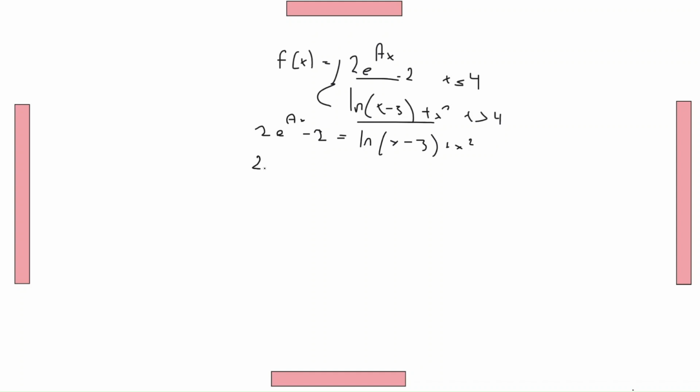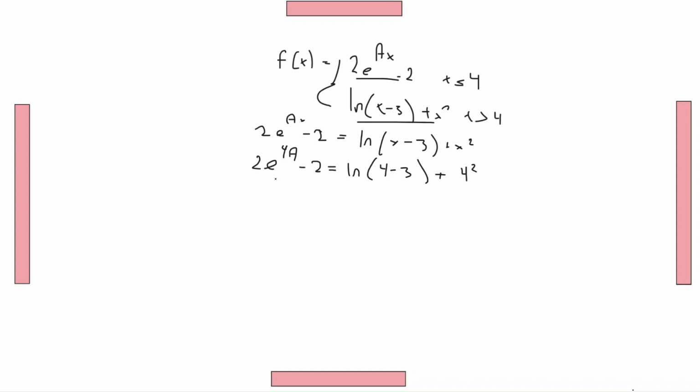So 2 times e, so this would be 4a. We're just, so whenever there's an x, we're just putting a 4 there. 4a minus 2 equals the ln of 4 minus 3 plus, of course, 4 squared. Okay, so all we're doing, we just substitute it back in, and that's it. Okay, so now let's see if we can simplify anything.